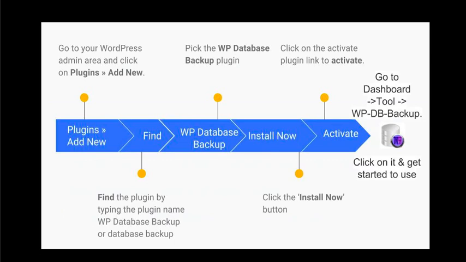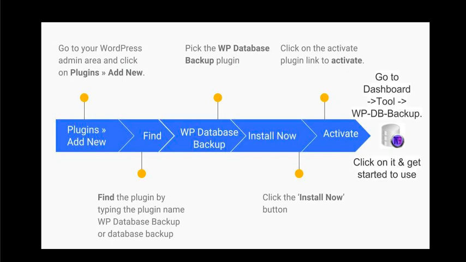So how can we install the plugin? You need to go to your WordPress dashboard, then go to Plugins and then the submenu Add New. Once you are in the Add New plugin screen, find the plugin using the keyword WP Database Backup. Using the WP Database Backup or database backup keyword, you can see the list of backup plugins. Pick the WP Database Backup plugin, install it, and activate it using the Activate button.